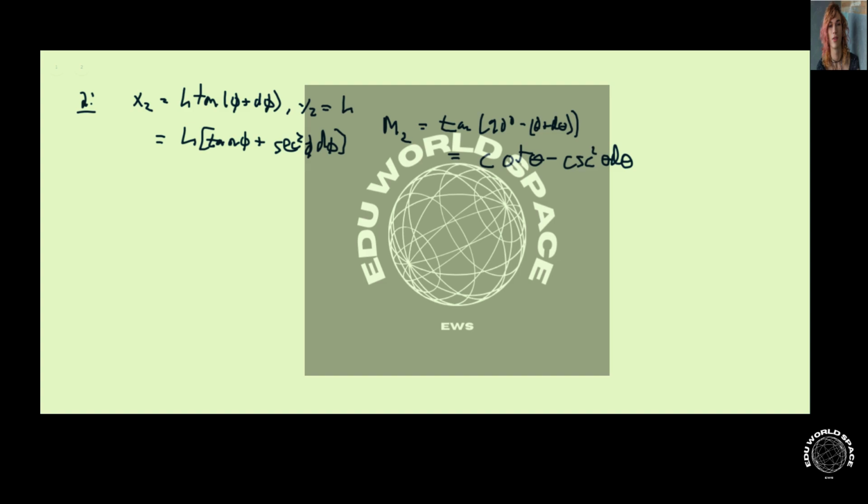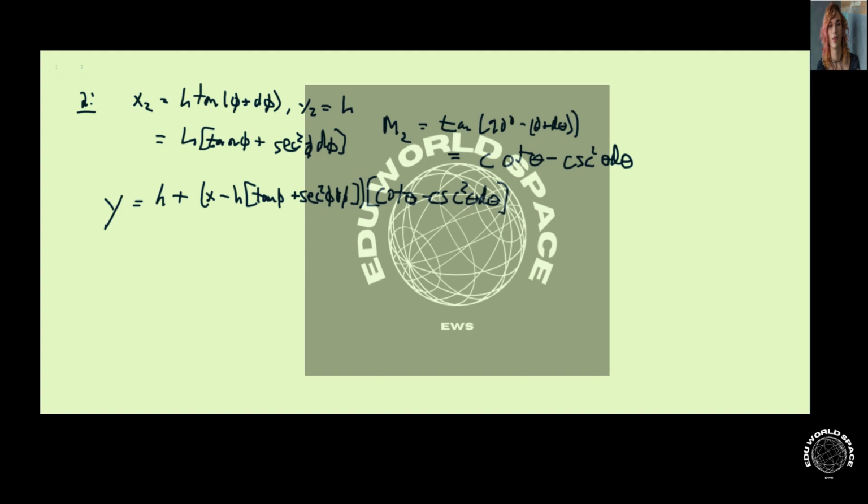Cool. So again, we can plug this into our equation for the line, and we see that we're left with y equals h plus (x minus h) times (tan phi plus secant squared phi d phi), and this is multiplied by our slope, cotangent theta minus cosecant squared theta d theta. Cool. So now we have both of these lines.